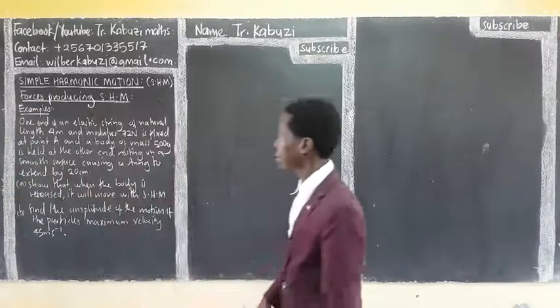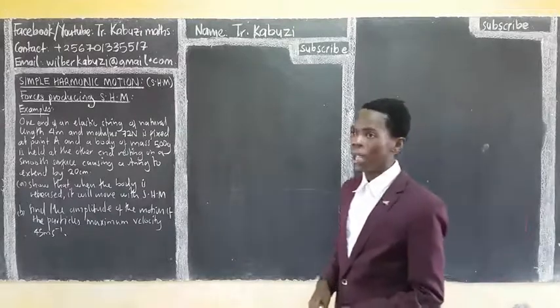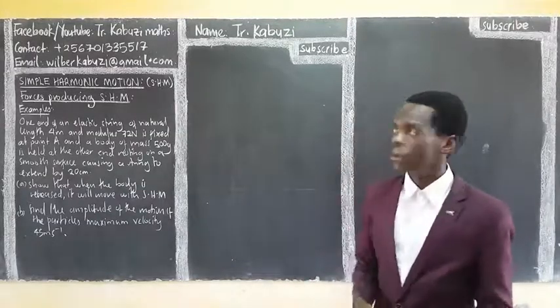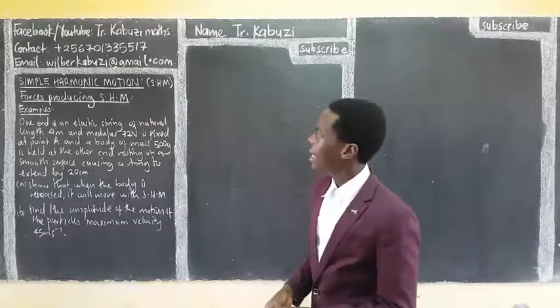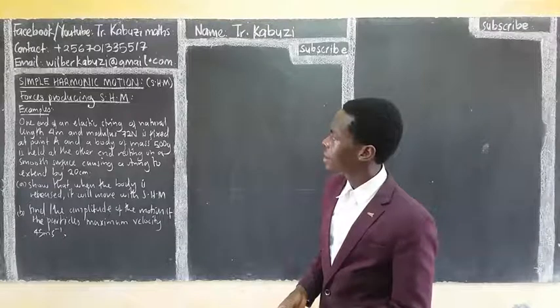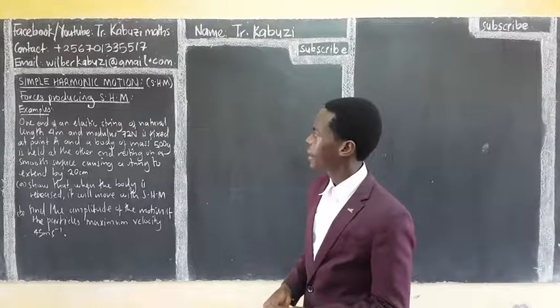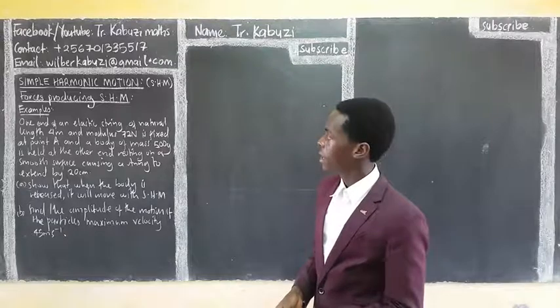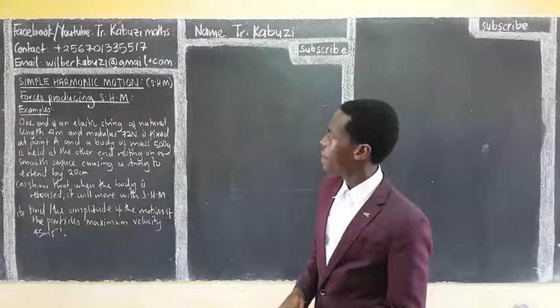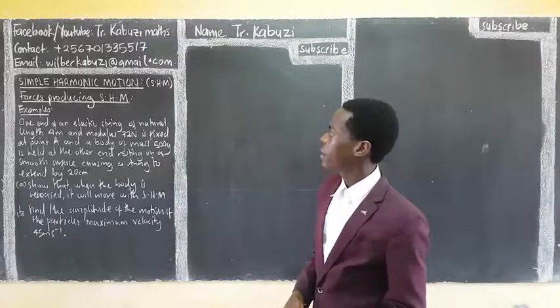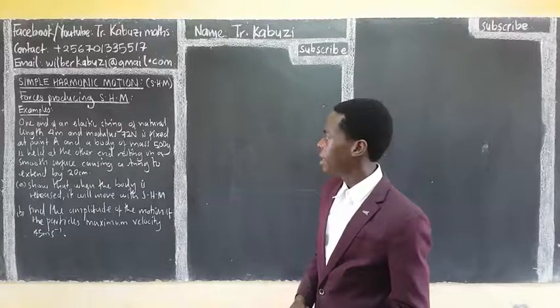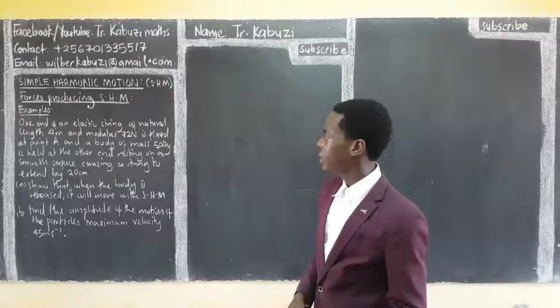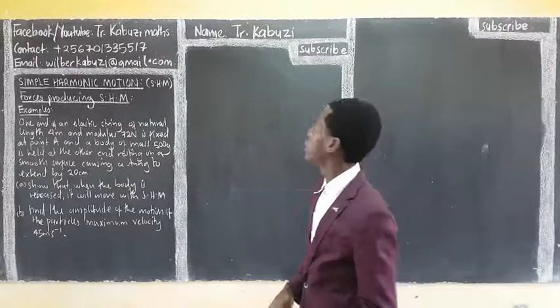Okay, now let us see how we handle this case. We are going to handle a string now. This is going to be our next example. One end of an elastic string of natural length 4 meters and modulus 72 newtons is fixed at a point A, and a body of mass 500 grams is held at the other end, resting on a smooth surface, causing the string to extend by 20 centimeters, so that when the body is released, it will move with simple harmonic motion.